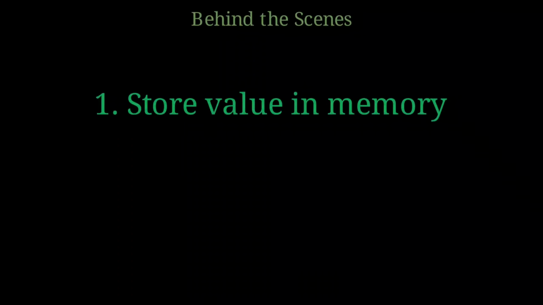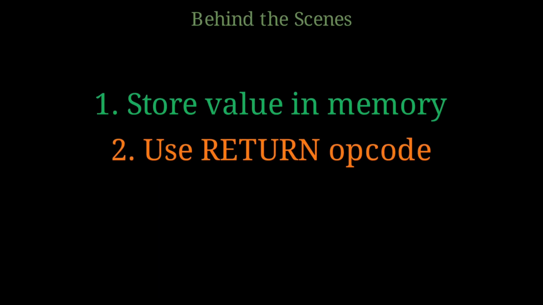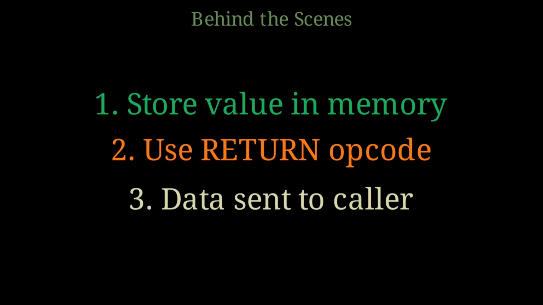First, it stores the value 42 in memory. Second, it uses the return opcode to specify where that value is in memory. Third, the data is sent back to the caller. This process happens for every function that returns data.